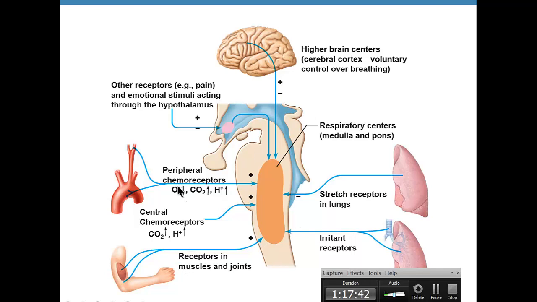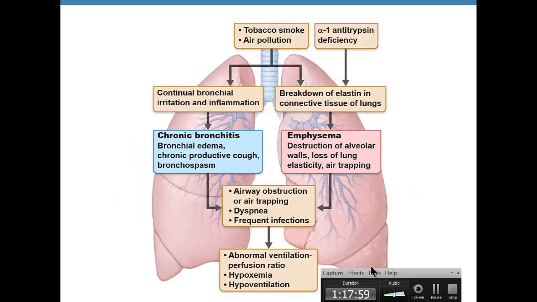And again, we talked about the chemoreceptors in the carotid arch and the aortic arch, and then the emotional stuff that happens at a higher level at the hypothalamus. All of these are influences that either increase breathing or decrease breathing. And this is just talking about diseases of the lung. We're not going to talk any more detail about that. So that concludes the respiratory system.